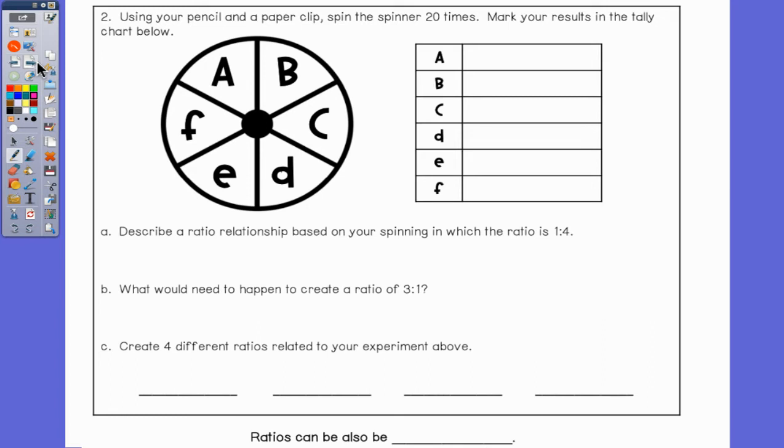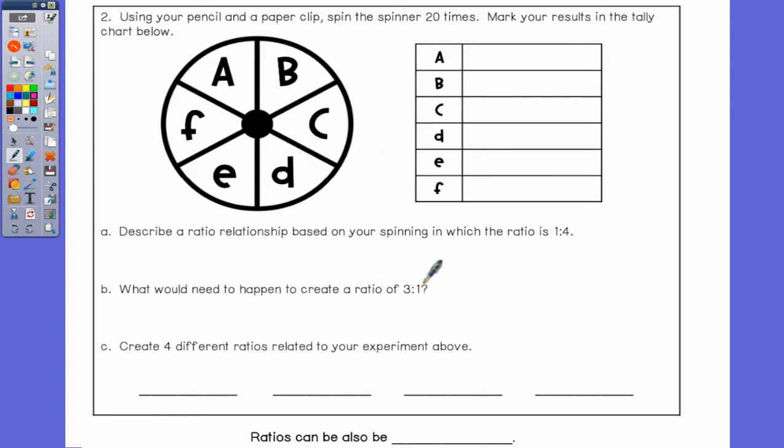Okay, using your pencil and a clip, spin the spinner 20 times. Mark your results. How many A's do you get? How many B's do you get? You're going to write your ratio. You're going to tell me what happened if it was 1 to 4.